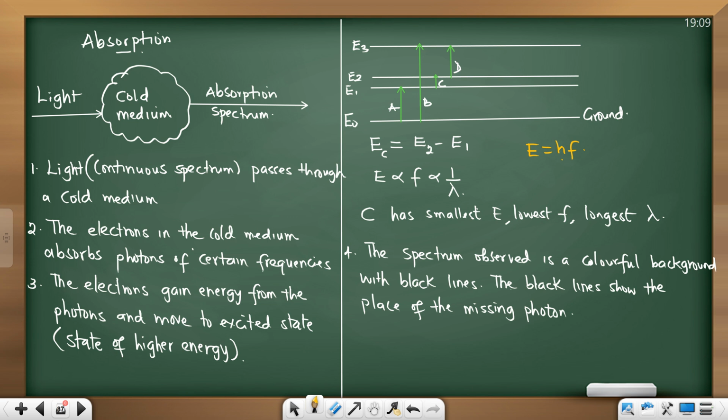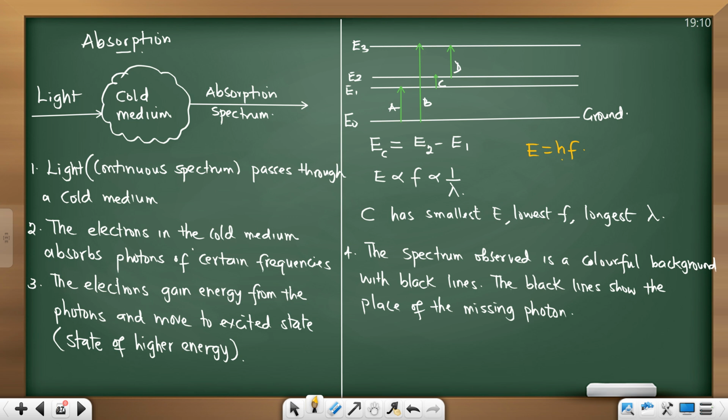So the spectrum observed is a colorful background with black lines. Where are those black lines? Why do we have black lines? The photon which was responsible for that color has been what? Absorbed. That photon right now is no longer there because the energy has been what? Removed. Hence we call it an absorption what? Spectrum. Please Google absorption spectrum and look at the picture.